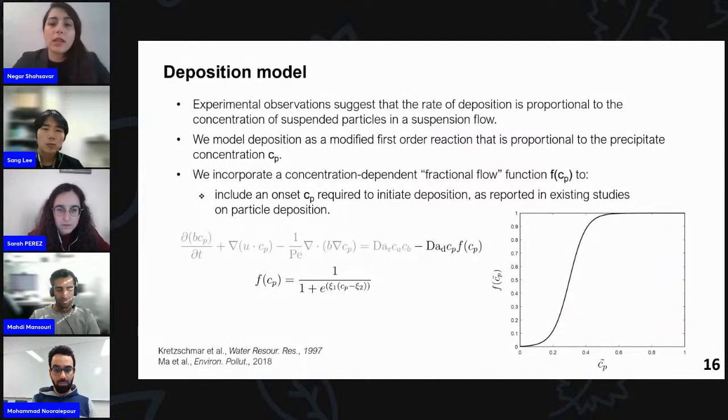And for the deposition, existing studies of suspension transport show that the rate of deposition is proportional to the concentration of precipitation in the flow. Additionally, people have found that there is usually an onset of precipitation concentration, below which there is very minimal amount of deposition. So to capture these effects, we model the deposition using a modified first order deposition. And it depends on the concentration of precipitation, and also it includes a cross flow function that takes into account the onset concentration.